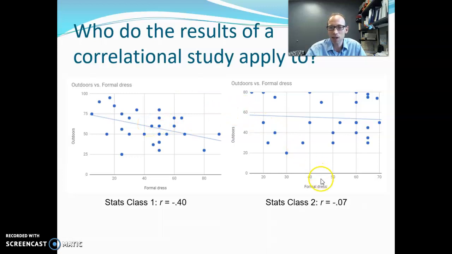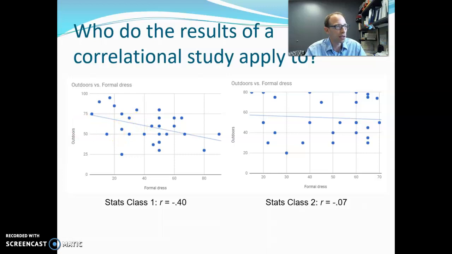When I asked the same question of a different class, it was also a negative relationship, but it was much, much weaker than we had seen in the first class. So the sample you choose from is going to generalize to the population that's exactly like the sample is. And so depending on what your sample looks like, the results may or may not generalize to a wider population. We'll get into that again more when we get into some statistical tests.